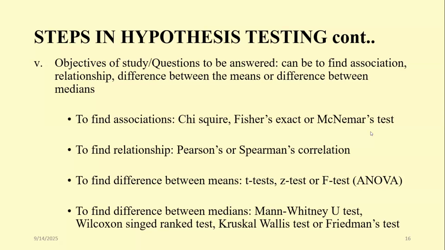So in that case, to find association, you can use chi-square, Fisher-Exact, or McNemar's test. To find relationship, you can use Pearson's or Spearman's correlation. To find difference between means, you can use t-test, z-test, or ANOVA. To find difference between medians, you can use Mann-Whitney test, Wilcoxon signed rank test, Kruskal-Wallis test, or Friedman's test.